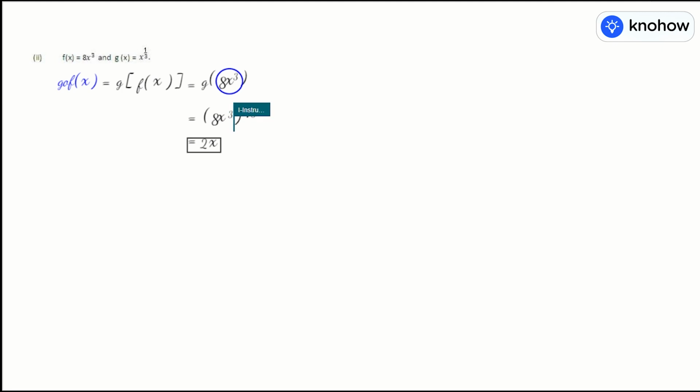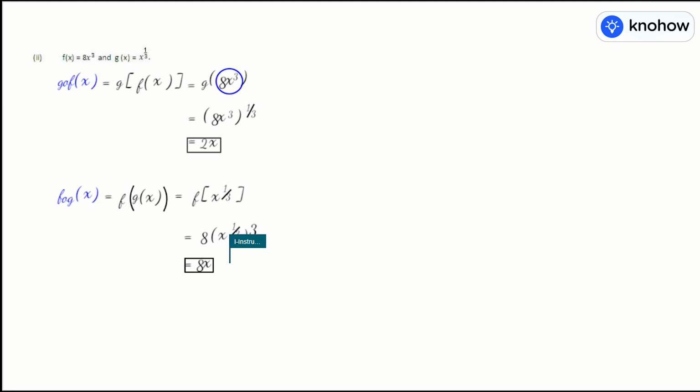Now let me take the other part, that is FOG of x. FOG of x is f of g(x). That is f of, what is the definition of g(x)? The definition of g(x) is cube root of x. And what is the definition of f(x)? It is 8x cube. So it will be 8 times, in place of x we have cube root of x whole cube. And obviously the cube of the cube root will be x only. So FOG of x is 8x.